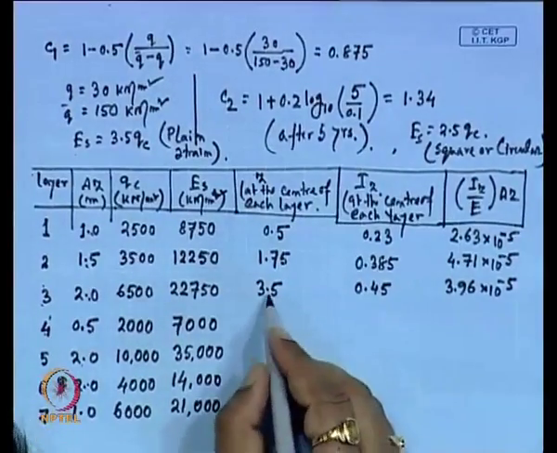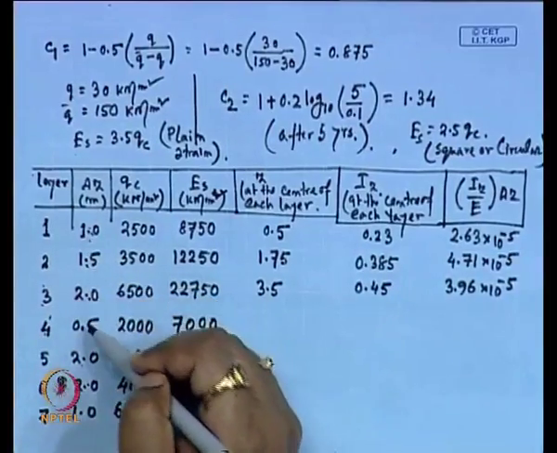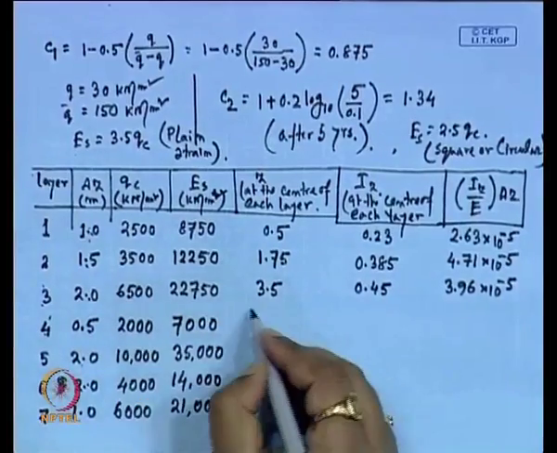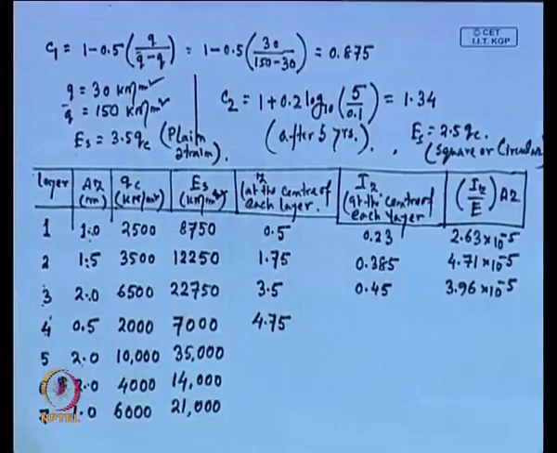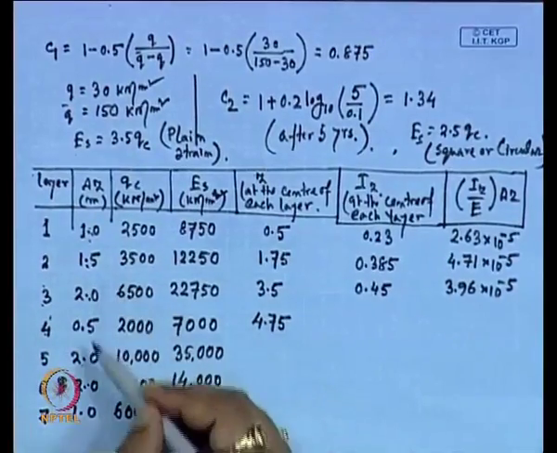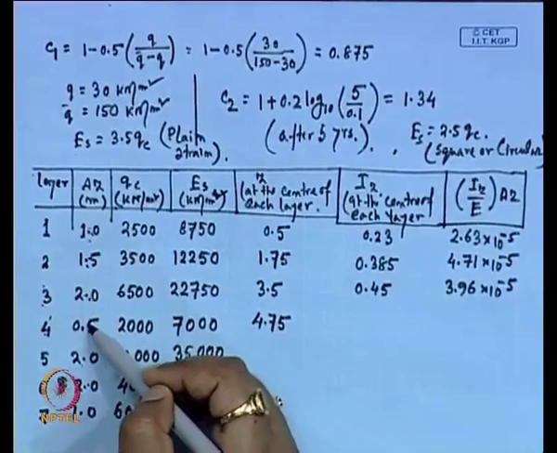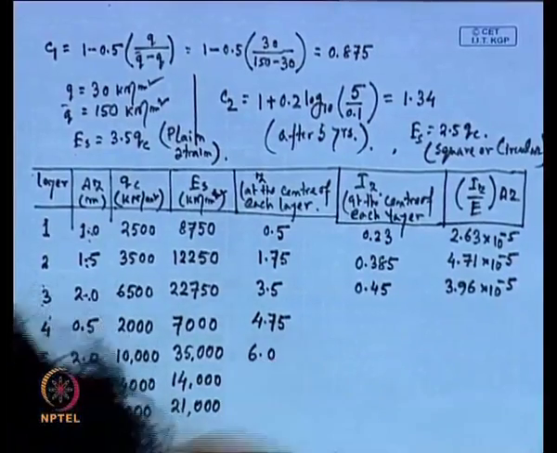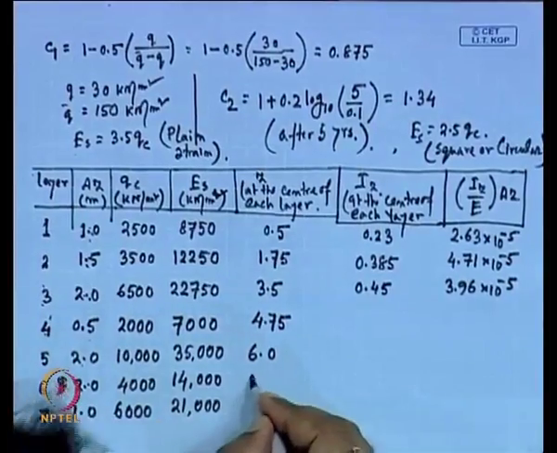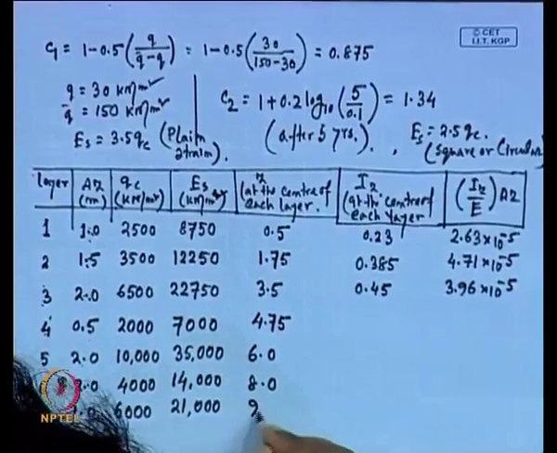And the center for this layer will be 1.5, 2.5, 4.5 plus 0.25, so 4.75. Similarly, for this layer, this is 2.5, 4.5, 5 plus 1, this is 2 layer thickness, so the center will be 1. So, 5 plus 1, this is 6 meter. Similarly, this is also 8 meter and this will be 9.5 meter.